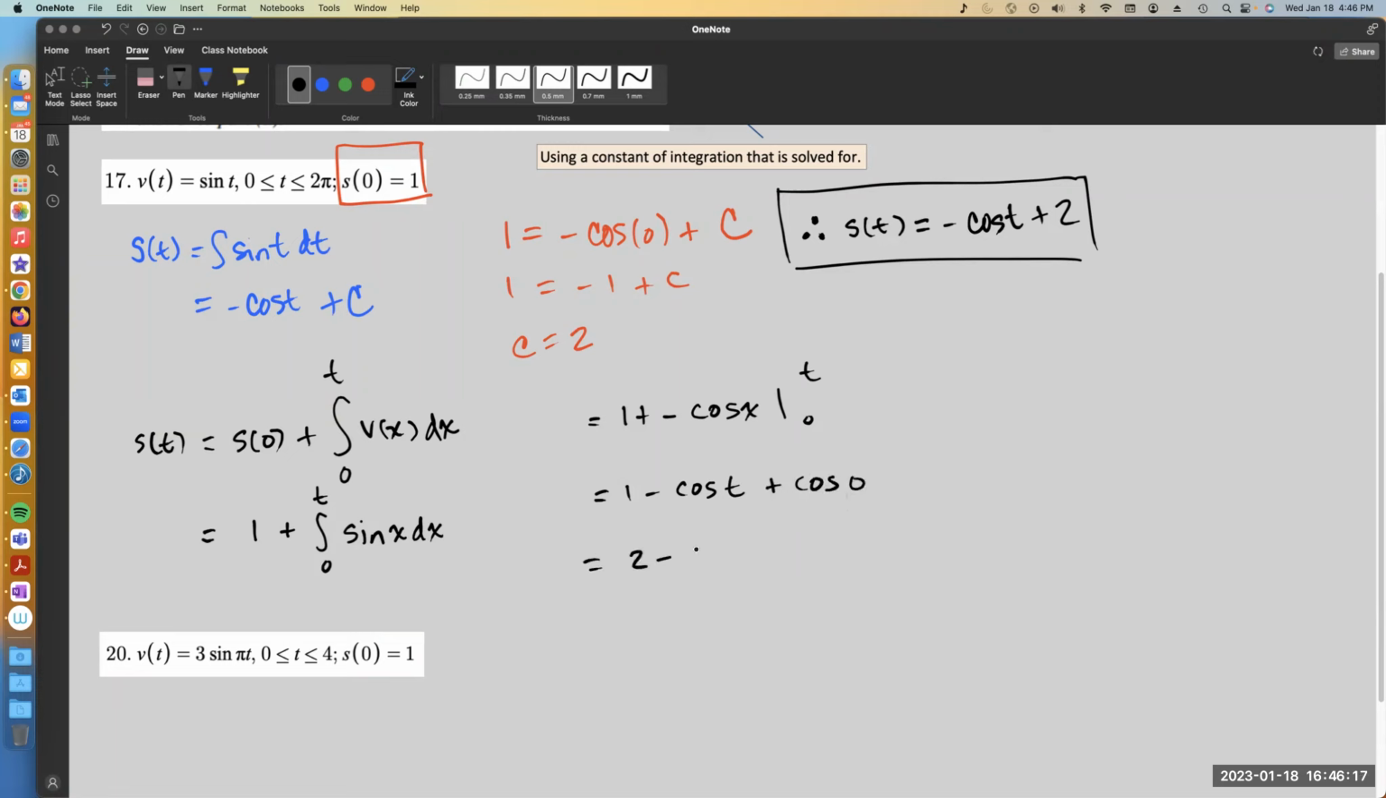And we end up with, of course, the same answer as we had before. So this is the future position. Any questions?